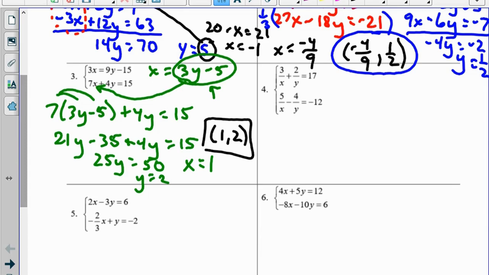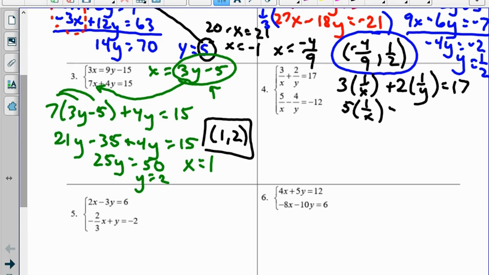Number 4. If you do number 4, notice that that looks a little weird. The x's and y's are in the denominator. You'll really want to know this. One way that you can do this problem is treat 1 over x and 1 over y like they are variables. So I'm going to rewrite this as 3 times 1 over x plus 2 times 1 over y equals 17. And then I will rewrite the other one as 5 times 1 over x minus 4 times 1 over y equals negative 12.